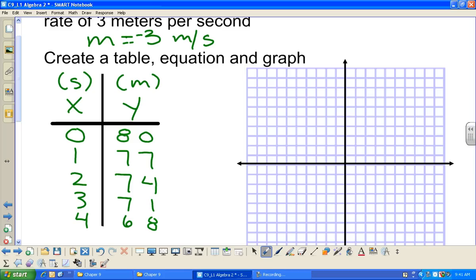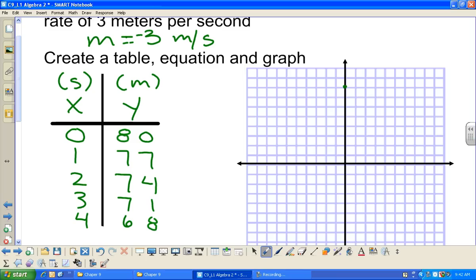So I have to graph this. I'm going to have my x go by ones, and my y go by tens. So my first point I have is 0, 80.